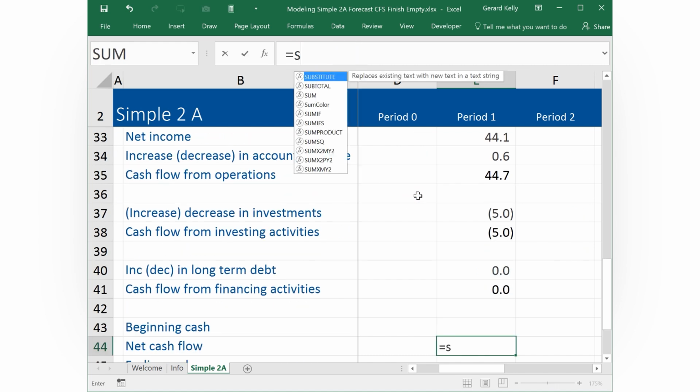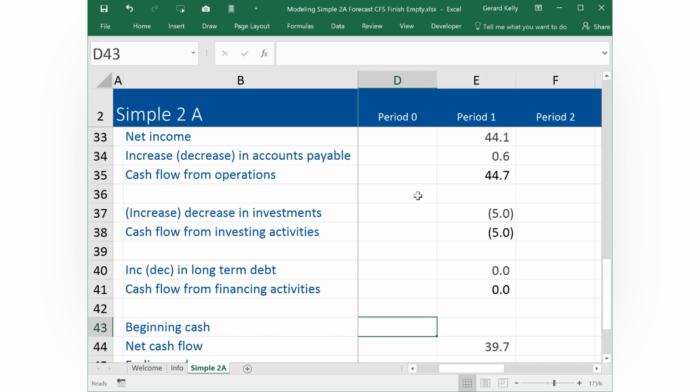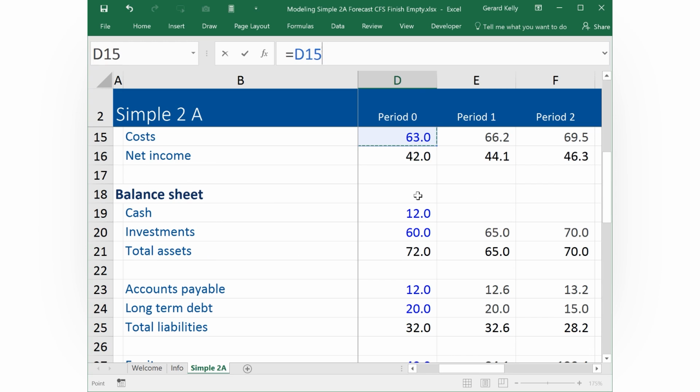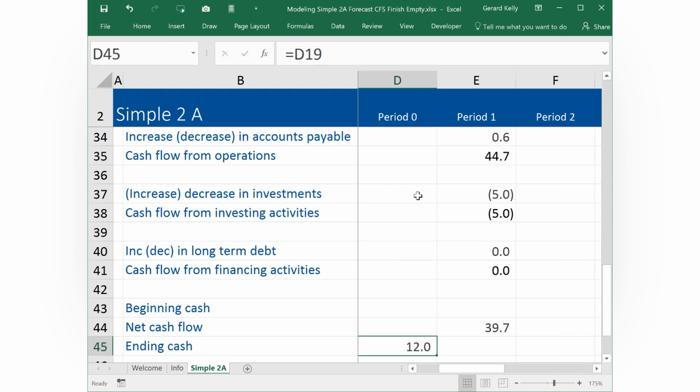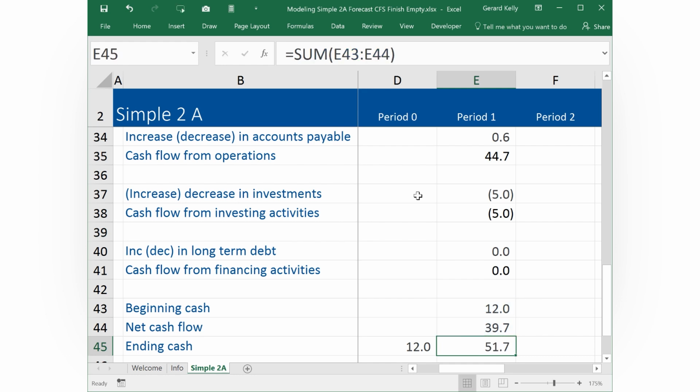I now sum those 3 items above up: cash flow from financing, cash flow from investing, cash flow from operations. It gets my net cash flow of 39.7. Now onto that, I need to add beginning cash. I'm actually going to take last year's ending cash first of all. I go to my balance sheet and that was 12. Last year's ending cash was 12. I can now link this year's beginning cash to that same 12. So my beginning cash was 12. I add on 39.7 to give me ending cash in period 1 of 51.7.